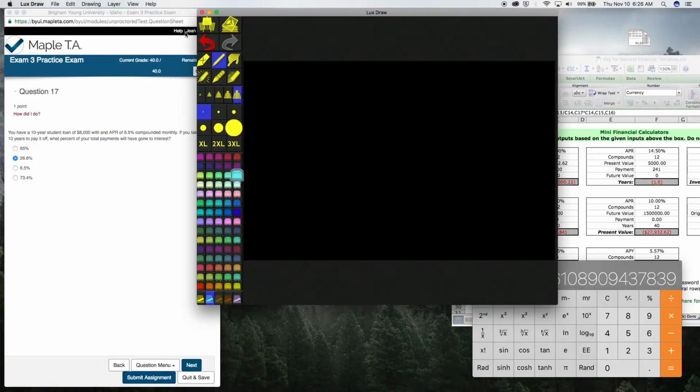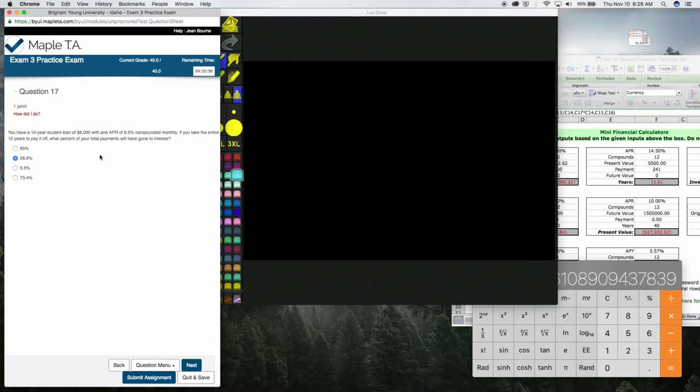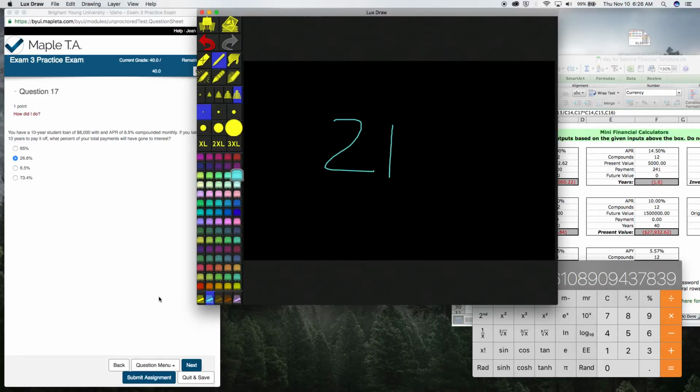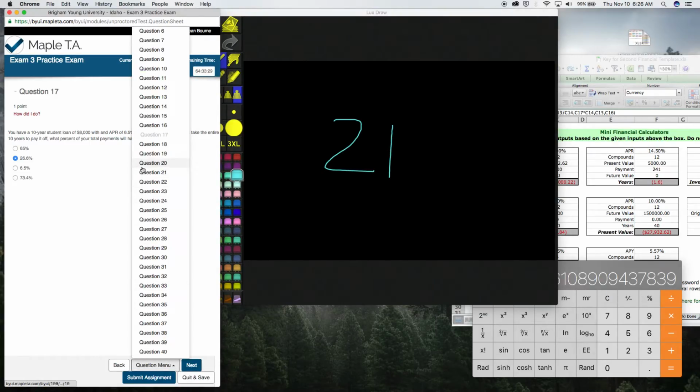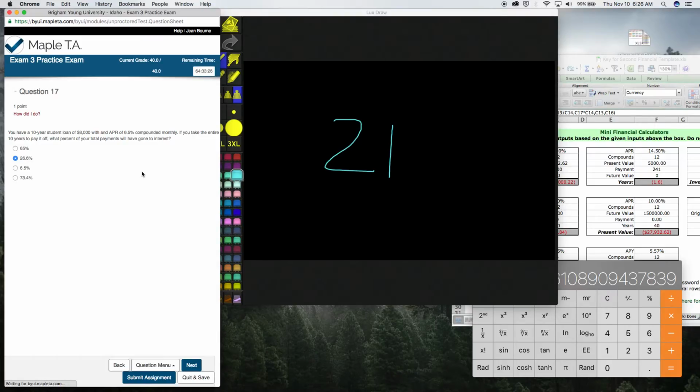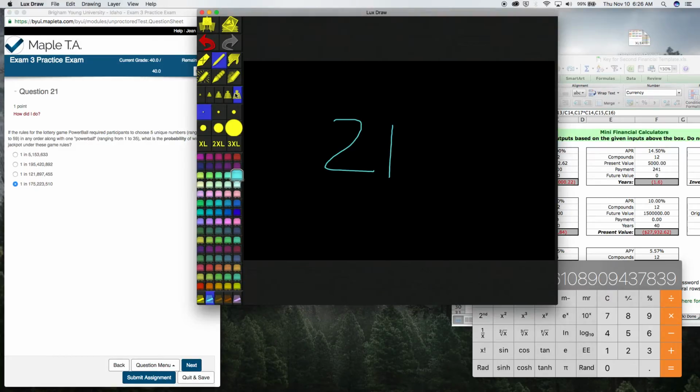Next I'm going to do the Powerball one, because I think that is a little confusing. I saw some people getting thrown off by that one. So that's number 21. Some people were a little confused by that on the homework or on the discussion. In the rules for the Powerball game, you choose 5 unique numbers and then the Powerball number.